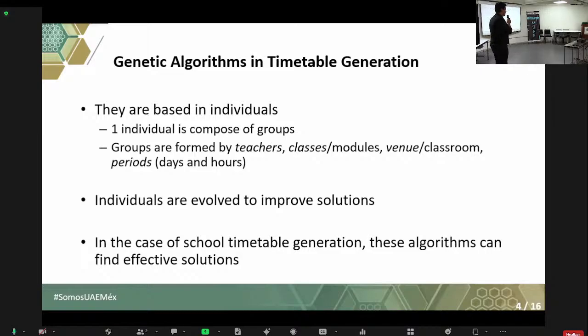Okay, genetic algorithms are based on individuals. Each individual is composed of groups, and those groups are formed by teachers, classrooms or venues, and periods. The individuals evolve across the generations to improve toward a better solution. In the case of timetables, the genetic algorithm can find an effective solution.